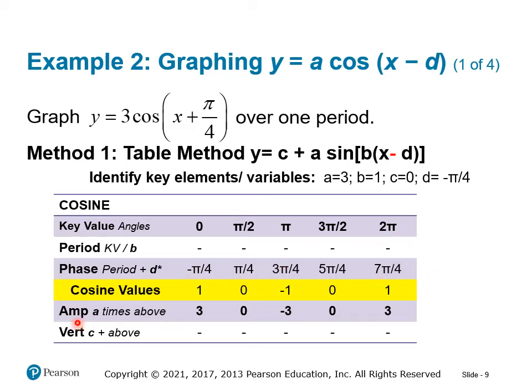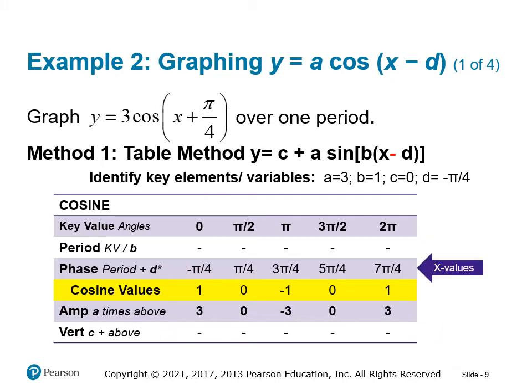The next thing we do is multiply a times those values above. The amplitude in this problem is 3, so we just multiply 1 by 3, 0 by 3, negative 1 by 3, 0 by 3, and 1 by 3, giving 3, 0, negative 3, 0, 3. Again, we do not have a vertical shift. There's no plus 3 out here or negative 3, so I left that blank.